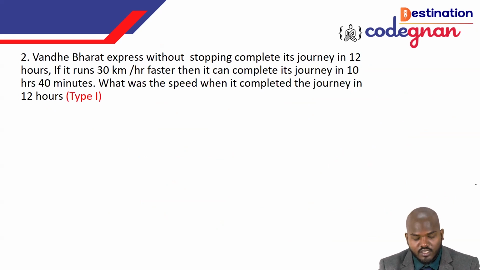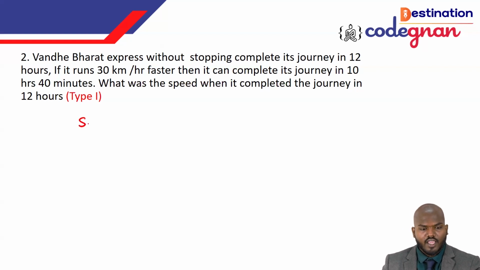Okay, so next question, you see this one. The Vande Bharat Express, without stopping, completed the journey in 12 hours. If it runs 30 km per hour faster, it can complete its journey in 10 hours 40 minutes. What was the speed when it completed the journey in 12 hours? Okay, so this is an important question. You see this one. So let's take it up.